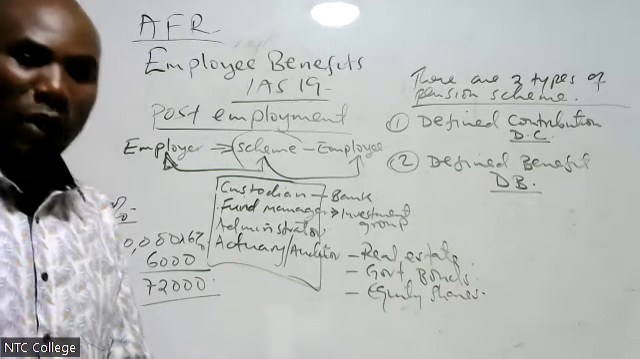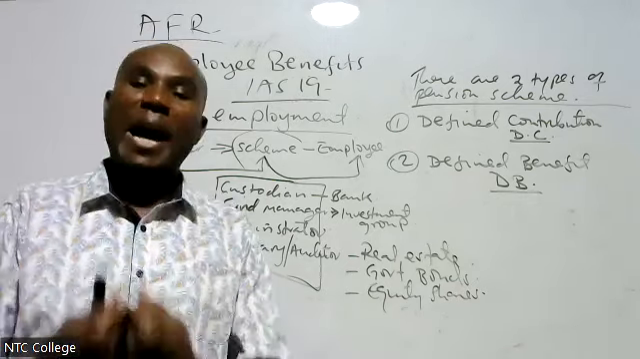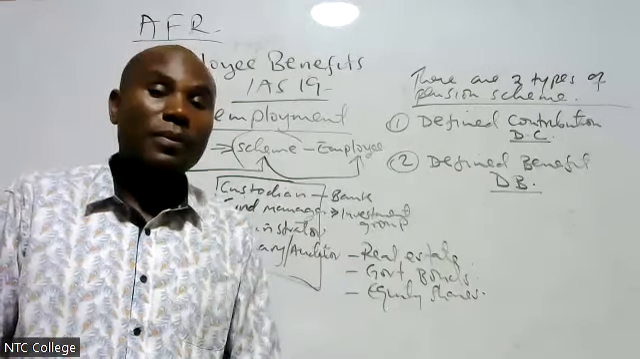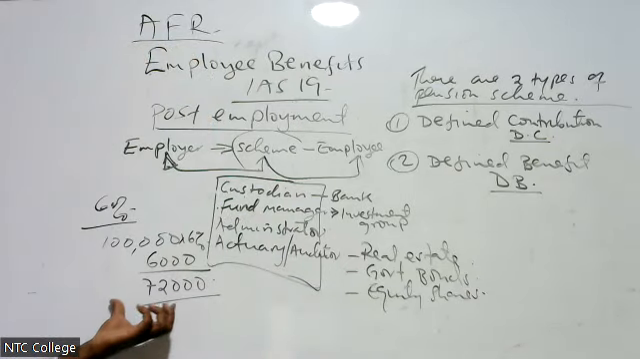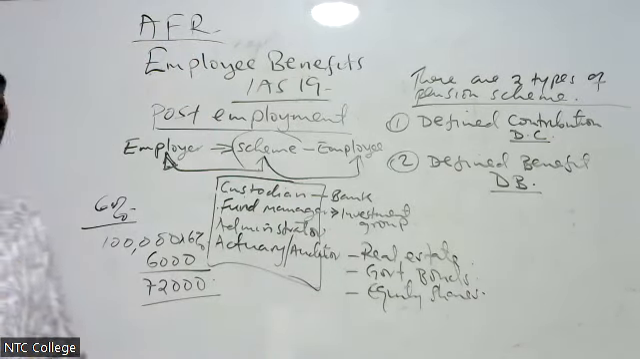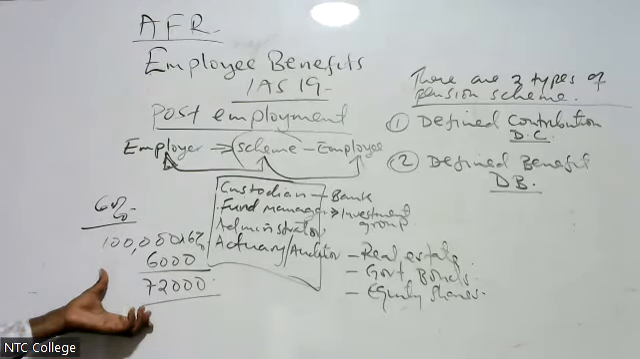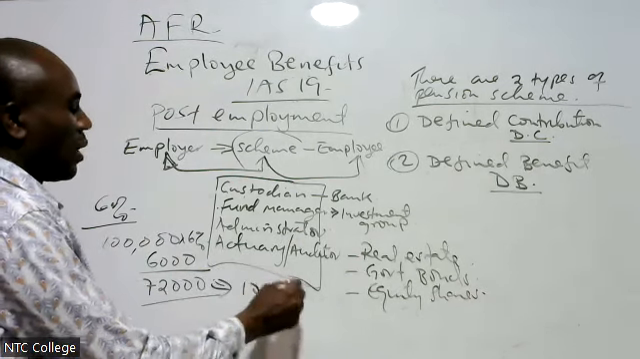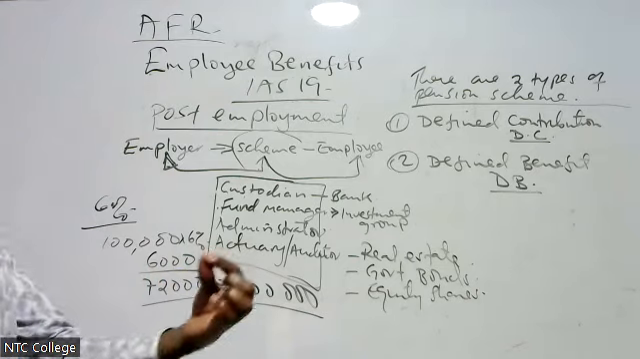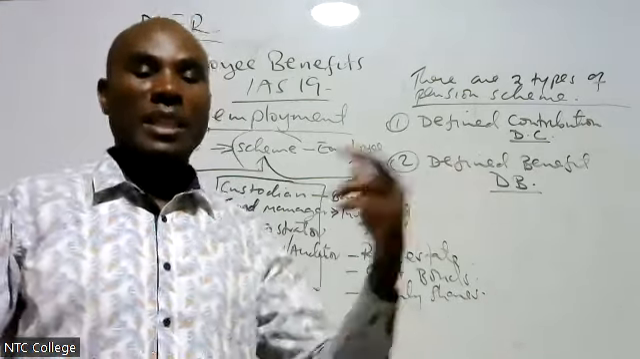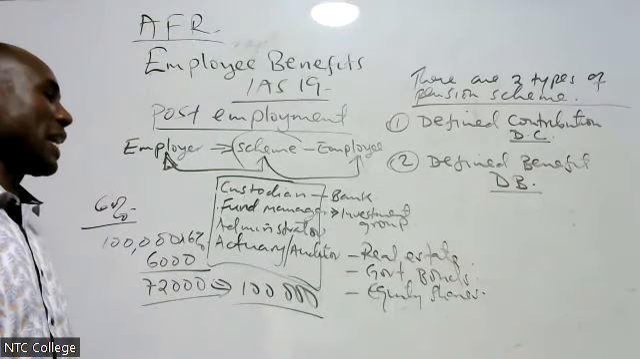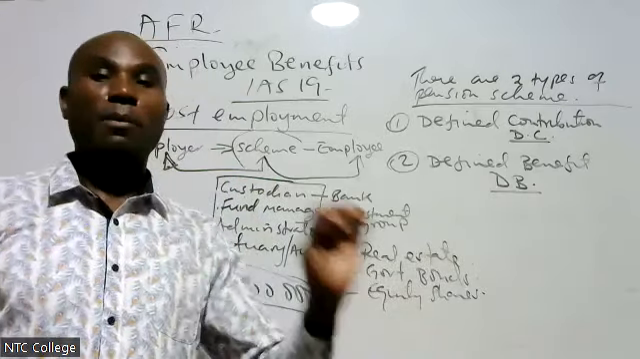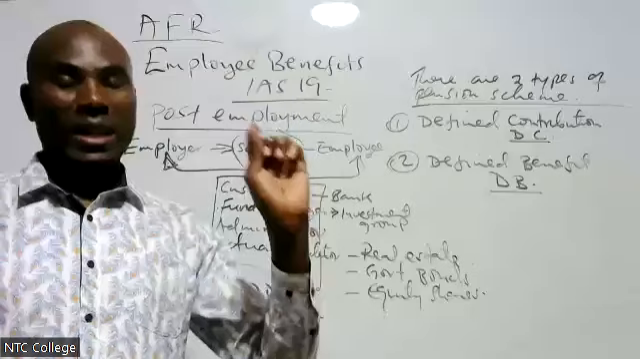If the scheme performs very well, then you will afford high benefits. If the scheme performs poorly, then you will get very little. For example, you have contributed 72,000. Now you expect that when you are retiring, you are going to get 72,000. When you go to the scheme, you find that your money is even 100,000. Why? Because this money was invested and it brought some returns. It grew by the returns. Therefore, whatever the employer contributed to the scheme is fixed, but what the employee will get is not fixed.